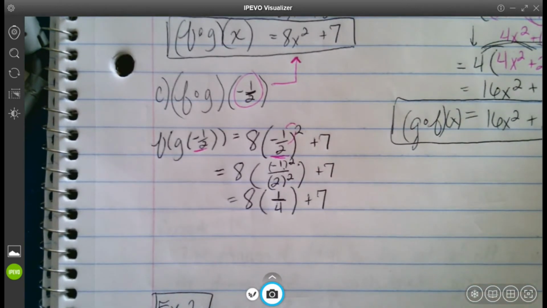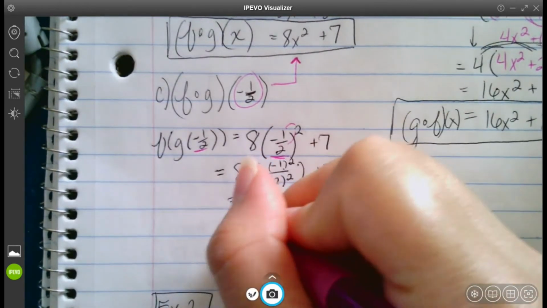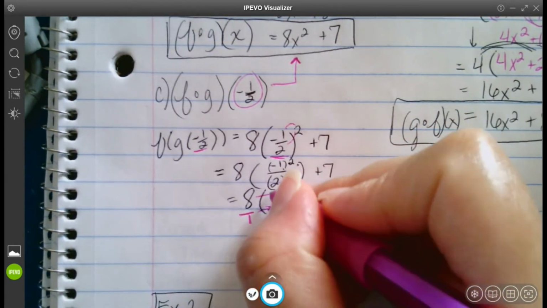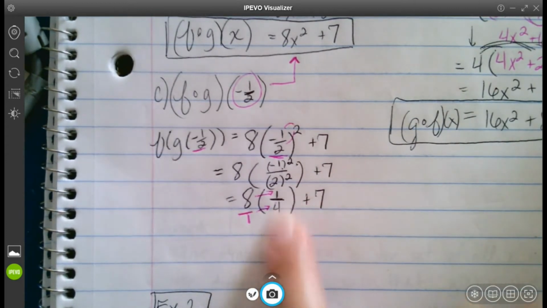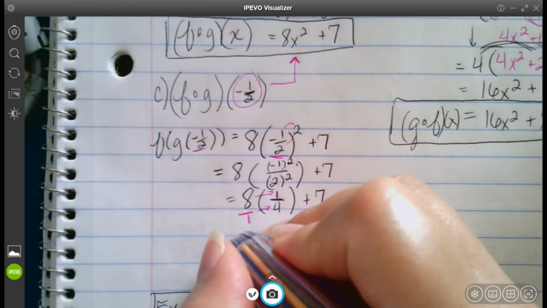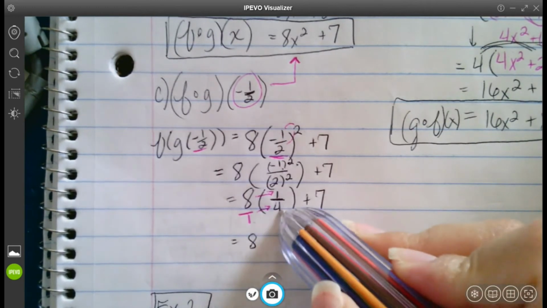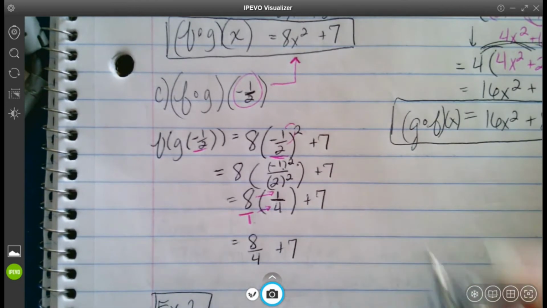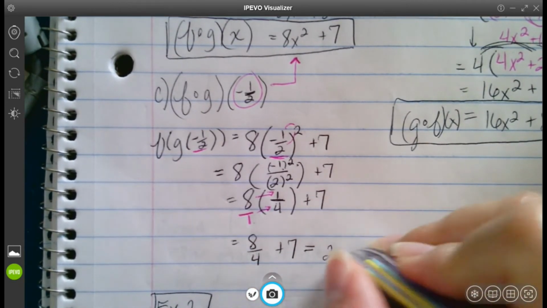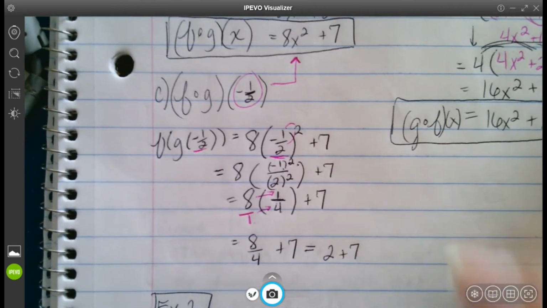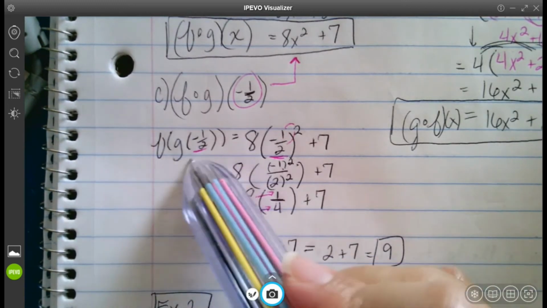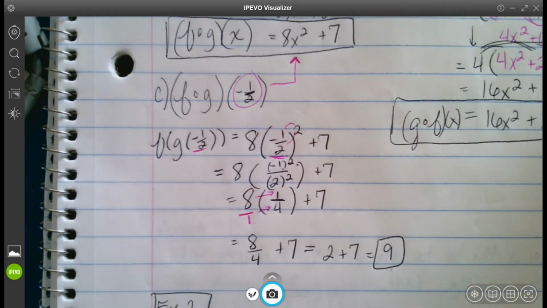Here we have a fraction times a whole number, an integer. Okay, so we're going to put that over 1 and multiply straight across. So 8 times 1 is equal to 8. 1 times 4 is equal to 4. Bring down the 7. We are almost done with this problem. Okay, 8 divided by 4 is 2. Bring over the 7. 2 plus 7 is 9. So f of g of -1/2 is equal to 9.